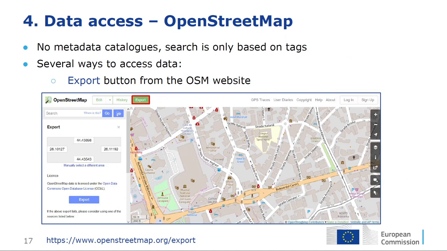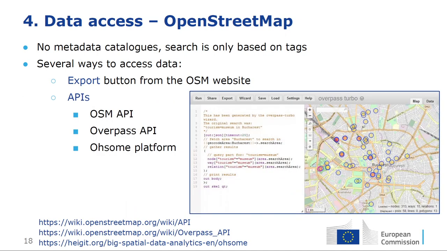In OpenStreetMap, again, the picture is very different. First of all, we don't have metadata catalogs because metadata are mostly already included in the tags, and typically data search and access happens through the tags. Apart from this, there are several ways to get OSM data. The easiest one is from the OSM website by just using the export button and then selecting a region you want to download. Then we also have APIs in OSM.